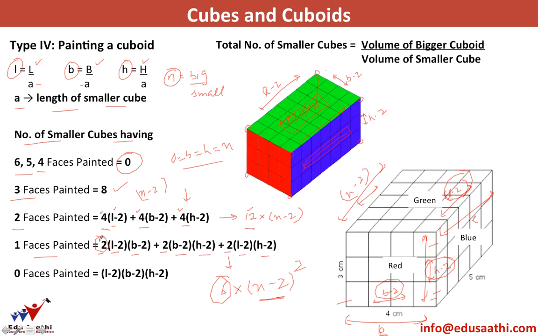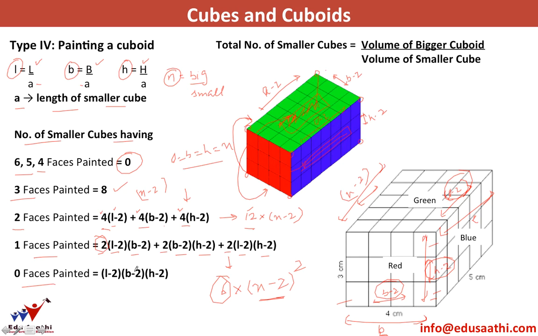Why this 2? Because this l minus 2 into b minus 2 is one on this face and one on the face which is exactly opposite to this face, which is the bottom face here. So that is why this 2. Similarly, this l minus 2 into h minus 2 is going to be on this face and exactly on this opposite face, and similarly the last one, b minus 2 into h minus 2.